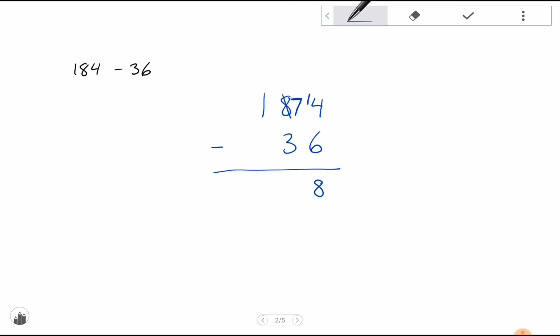This is now a 7, or 70, because I took 10 away. In this column, we have 7 minus 3, so that is 4. And 1 minus, there's nothing here, so that's 1 minus 0, there's a 1. So 184 minus 36 gives us 148.